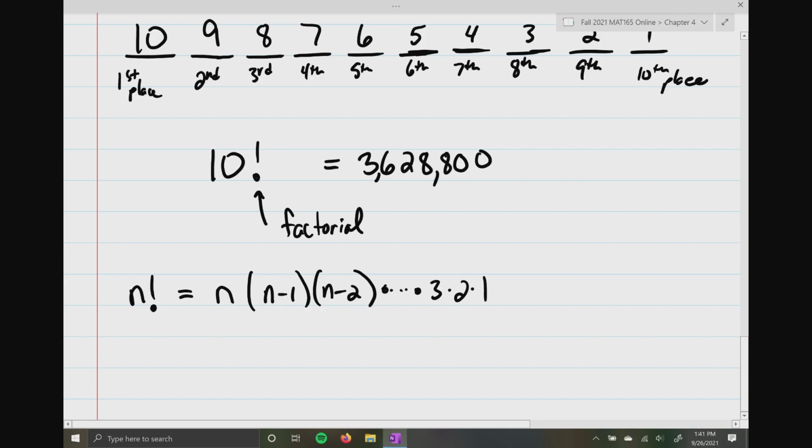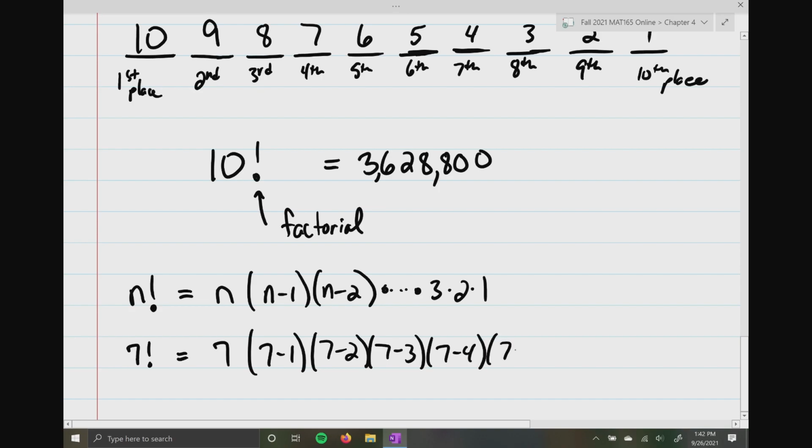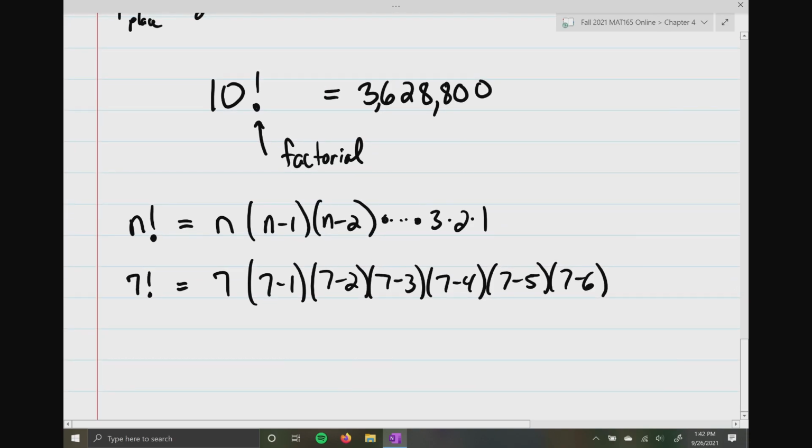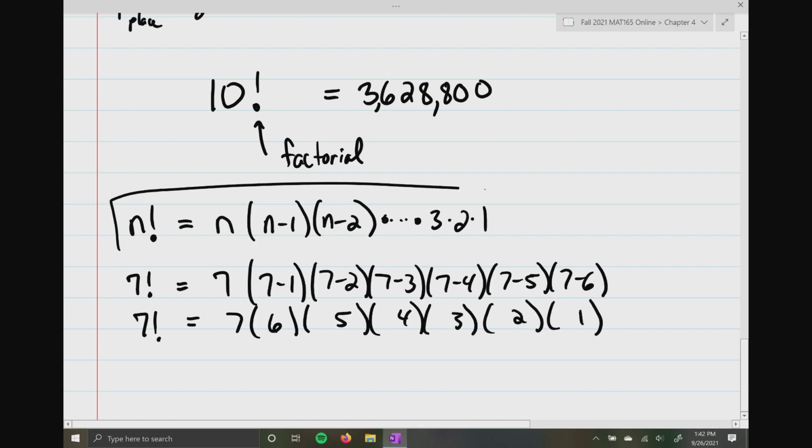So if this definition kind of looks a little crazy, all you have to do is just substitute a number, like 7 factorial, and just substitute in the values. So we get 7 times 7 minus 1, 7 minus 2, 7 minus 3, 7 minus 4, 7 minus 5, 7 minus 6, and then you would be done here. Because if you just simplify each set of parentheses, you have 7, 6, 5, 4, 3, 2, and 1. So that's how this definition above works.